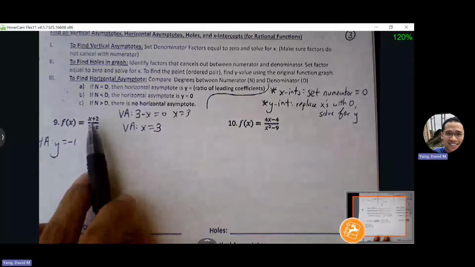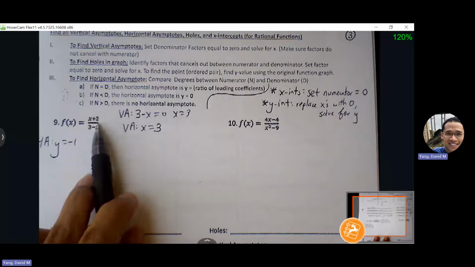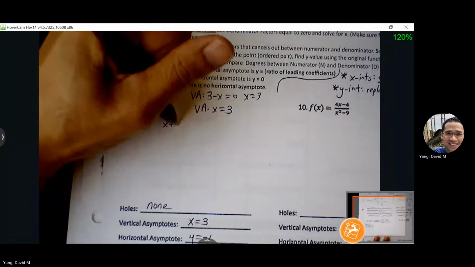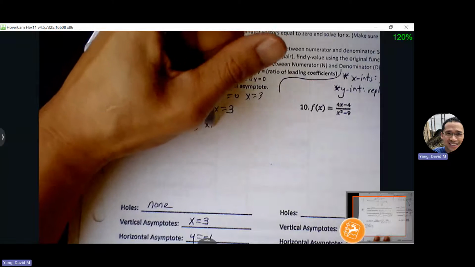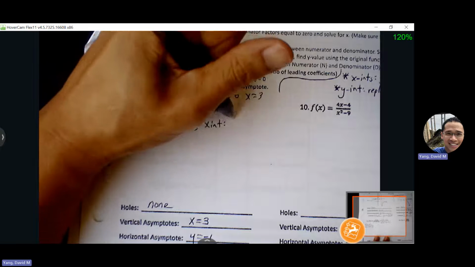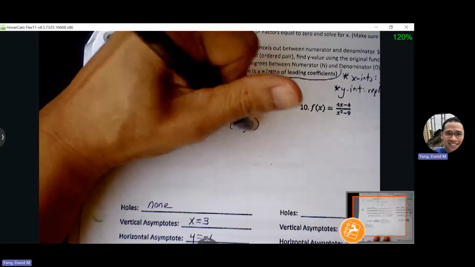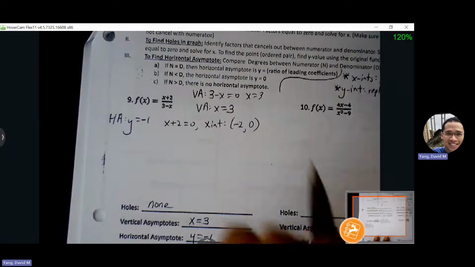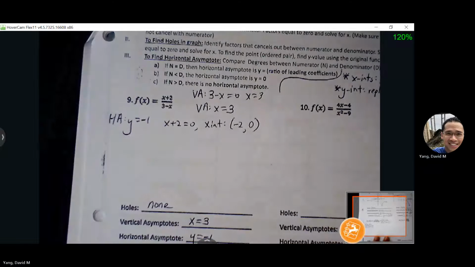Okay, so we do have an x-intercept here. We can set the numerator equal to 0, x plus 2 equal to 0. X equals -2. So my x-intercept is going to be at -2, 0, right? Any ordered pair that lives on the x-axis will always have a y value of 0.